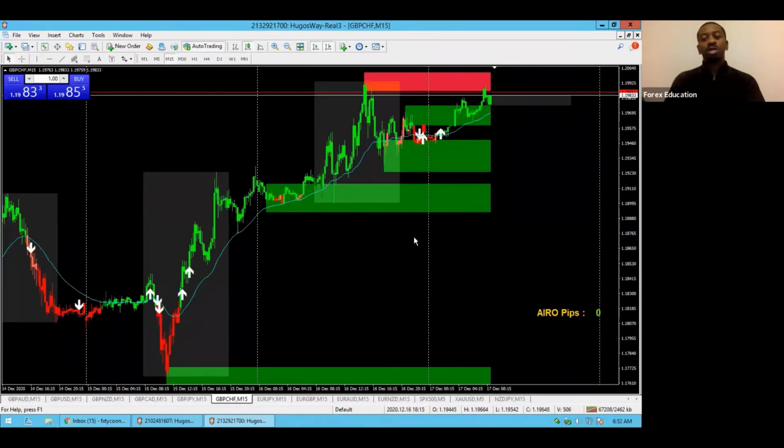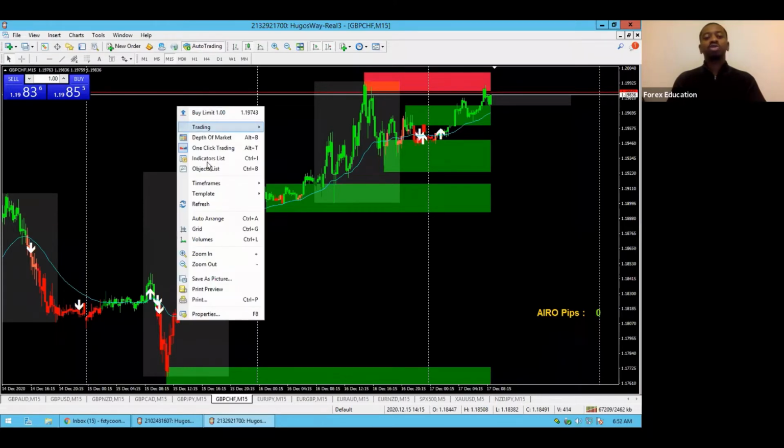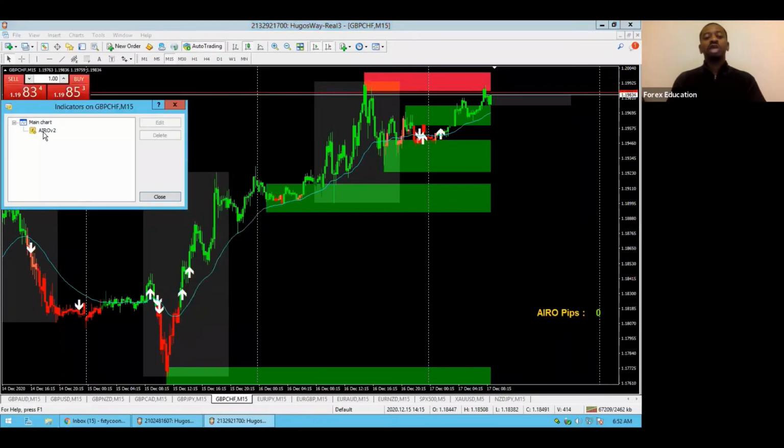All right, so a lot of people keep saying that when they add V2, they're not seeing the change. You need to ensure that you are deleting off version 1. All right, so let's go look at that. Let me share my screen. A lot of people are not taking version 1 off. What you want to do is right-click on the chart, go to Indicators List. If you see AIRO V1 and AIRO V2, select AIRO V1, hit delete, hit OK, close.